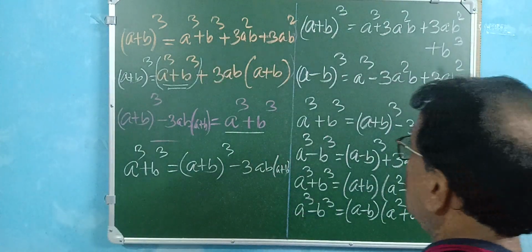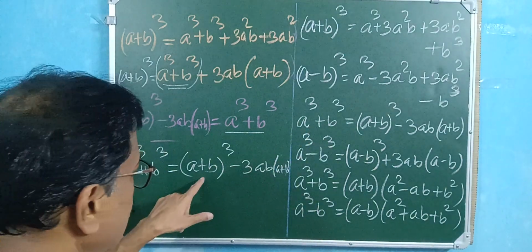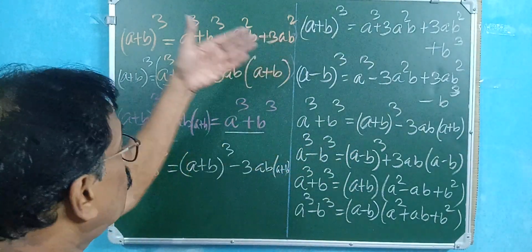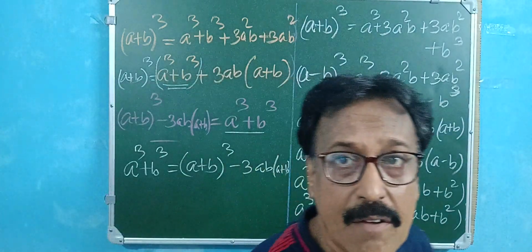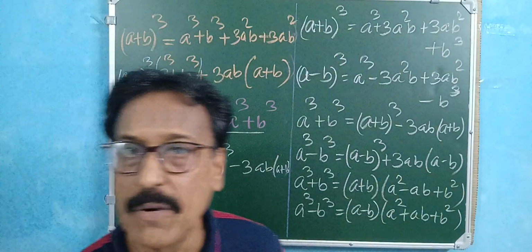So this formula is coming from this formula: A³ + B³ is equal to (A + B)³ minus 3AB(A + B). So one formula you just remember, and from there you deduce so many formulas. Okay, no problem at all.